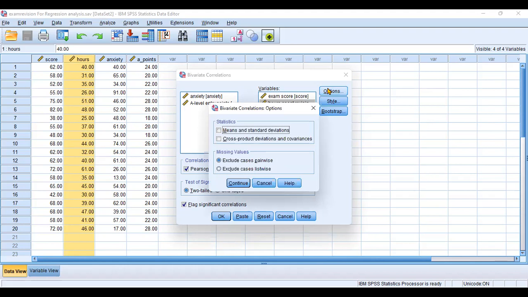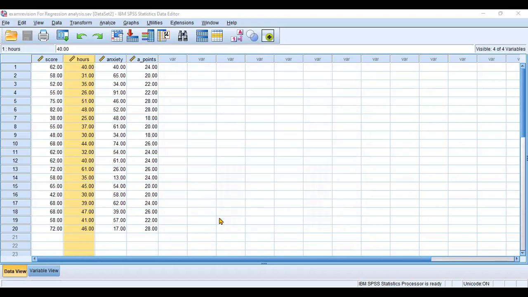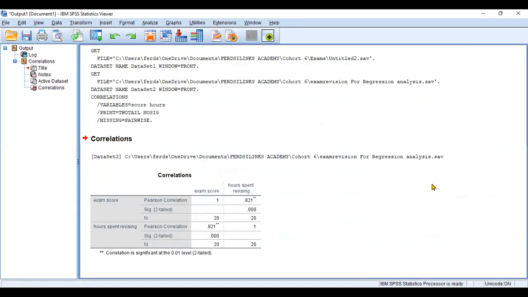If you click on options, we have mean and standard deviation, cross-product deviations. I don't really think that there's anything useful there. So we can just simply take, okay. Without any waste of time, we have our output. Now this is our output, and we can see our values.